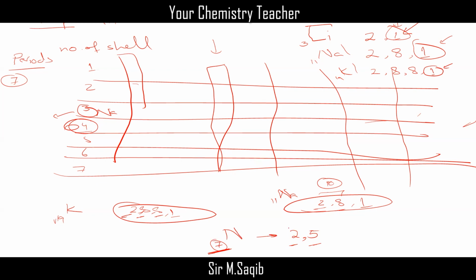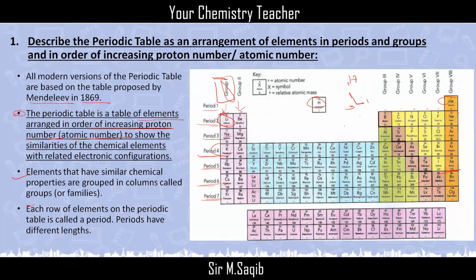As you can see over here, there are only 2 shells, so it must belong to period number 2, because it consists only of 2 shells, and it has 5 electrons in the outermost shell or the valence shell. So it should belong to group 5A. Just leave the A for now. So it must belong to group 5. Now we will see it in the periodic table. If nitrogen belongs to period 2 and group 5, let's see over here. So nitrogen is over here, as you can see. Nitrogen does belong to period 2, and it does belong to group 5, as you can see over here as well.